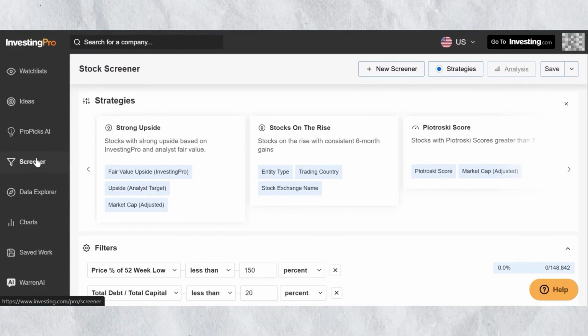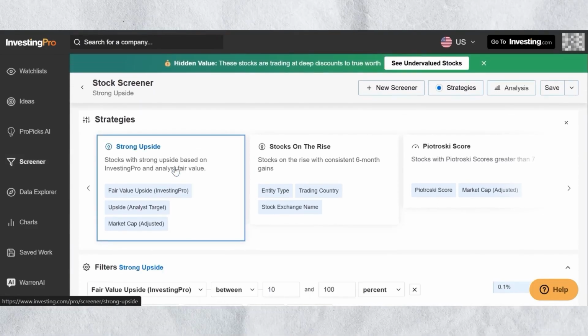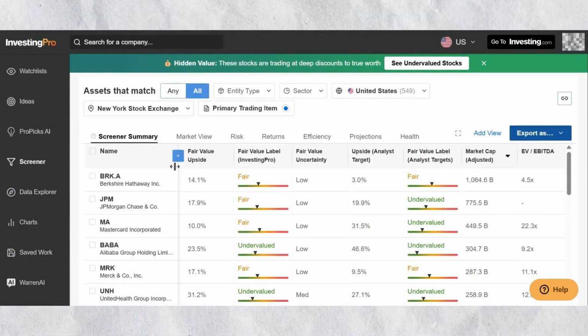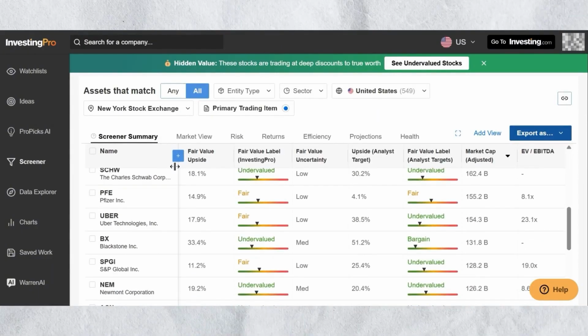And the fourth tool, which I think is one of the most powerful on the whole platform, is the Advanced Screener. Here you can filter thousands of companies from all over the world using whatever criteria you want.